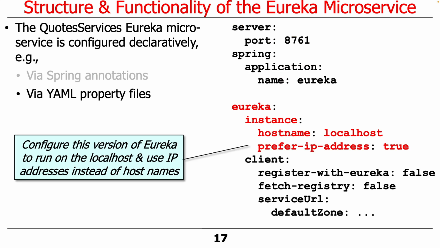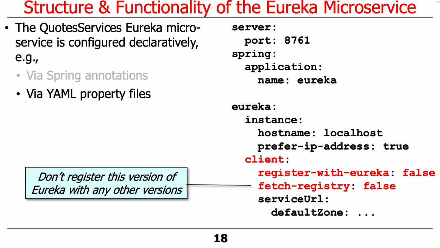And then we're going to say some things about how this particular instance of Eureka should be configured. What we're saying here is run on the local host, because I'm just doing this on my laptop, and use IP addresses instead of host names. The reason for that is you don't have to do another level of indirection with domain name service lookup requests. Just have IP addresses put in, which speeds things up ever so slightly. And then we also say, don't register this version of Eureka with other versions. You can actually have a hierarchy of name services with Eureka. We don't need to go to that level of complexity, but it exists. And so this is how we say, don't do that.